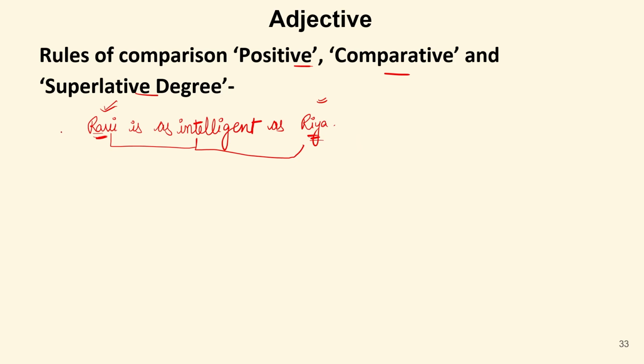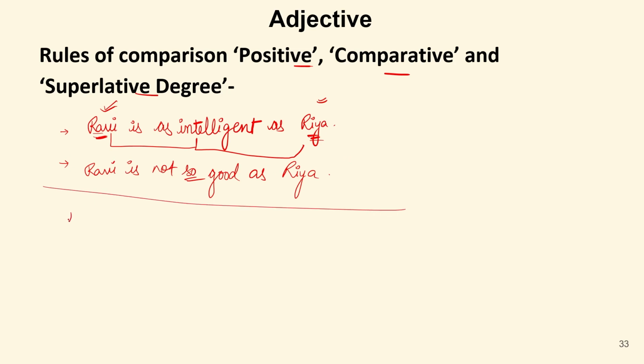If I want to write it in a negative form, I can write like Ravi is not so good as Riya. Now look at this sentence. Here I have used the word so. So so and as are together used to make the sentence negative.